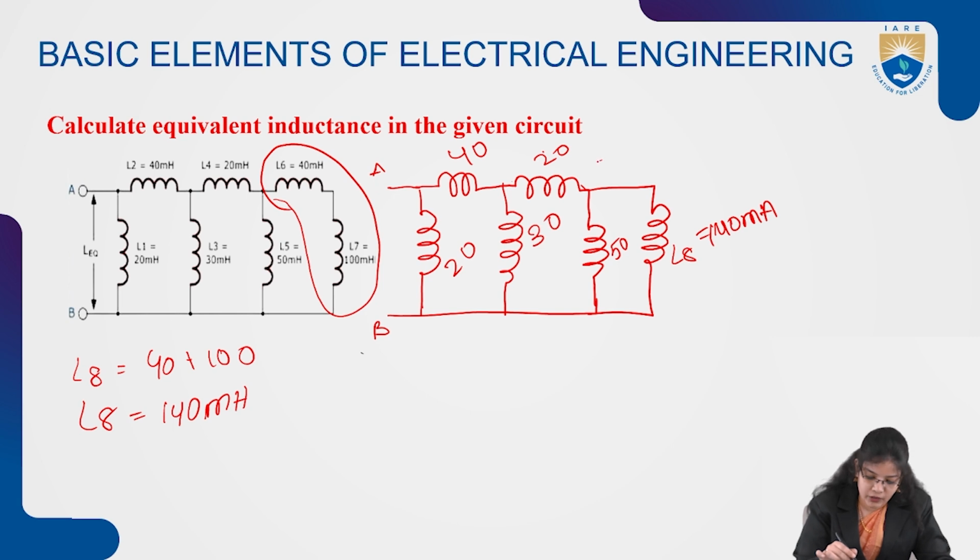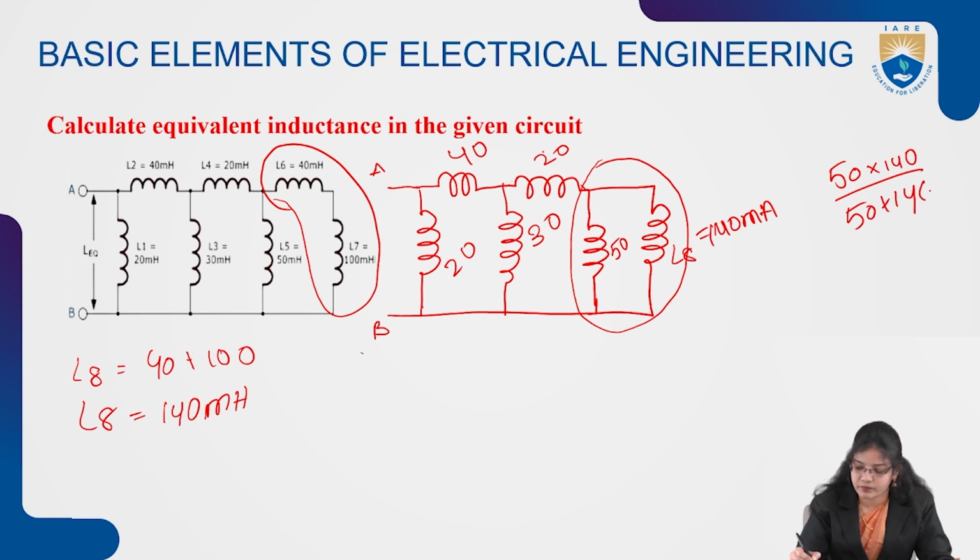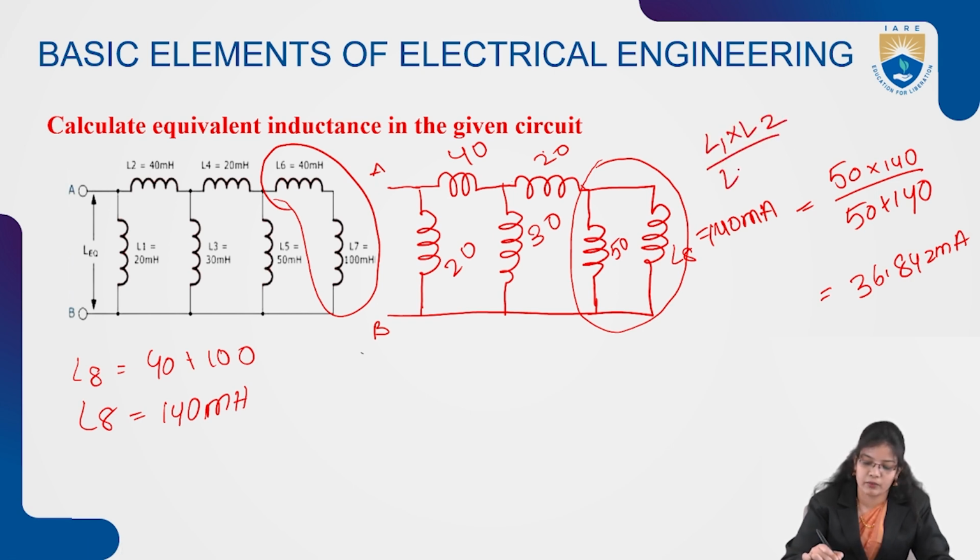So again coming to the opposite side of the source, these two inductances will be connected in parallel, which should be calculated by using the formula 50 into 140 by 50 plus 140. The value of the inductance will be 36.842 millihenry. So if we calculate by using this formula, which is L1 into L2 by L1 plus L2, we'll get this.